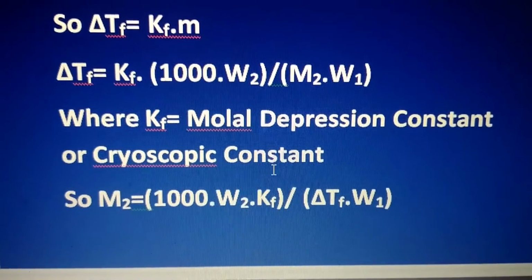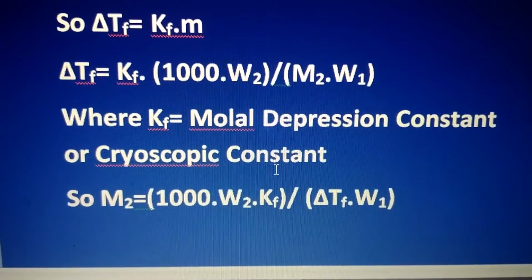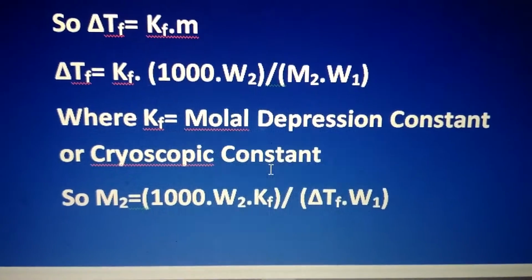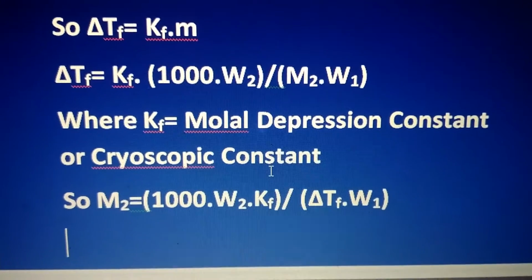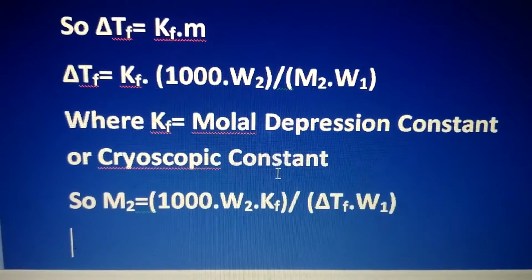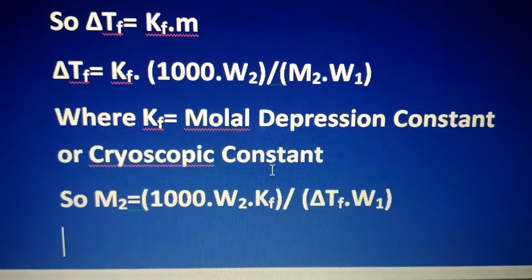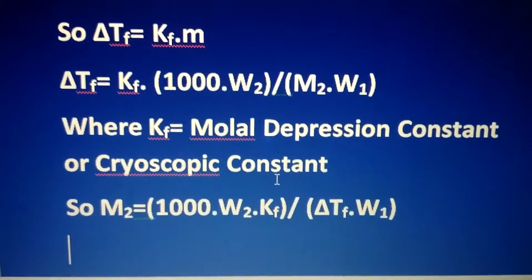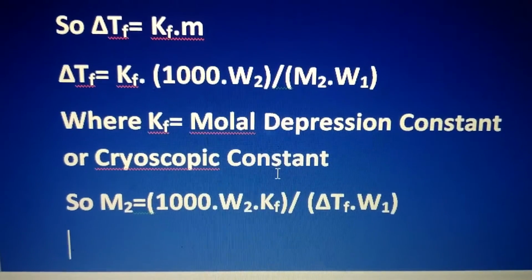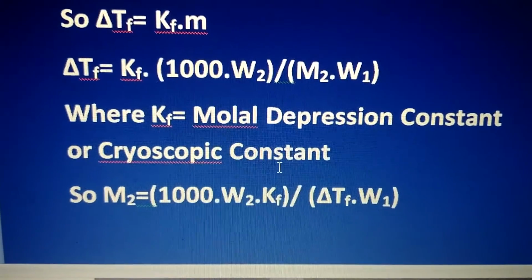So we have a lot of numerical problems in which we can use this equation to calculate the unknown quantity. For example, suppose we want to calculate the molar mass of the solute. So M2 is equal to 1000 into W2 into Kf divided by delta Tf into W1. If W2, Kf, delta Tf and W1 are given, then you can calculate the molar mass of the solute. So from this equation, we can solve a lot of numerical problems.